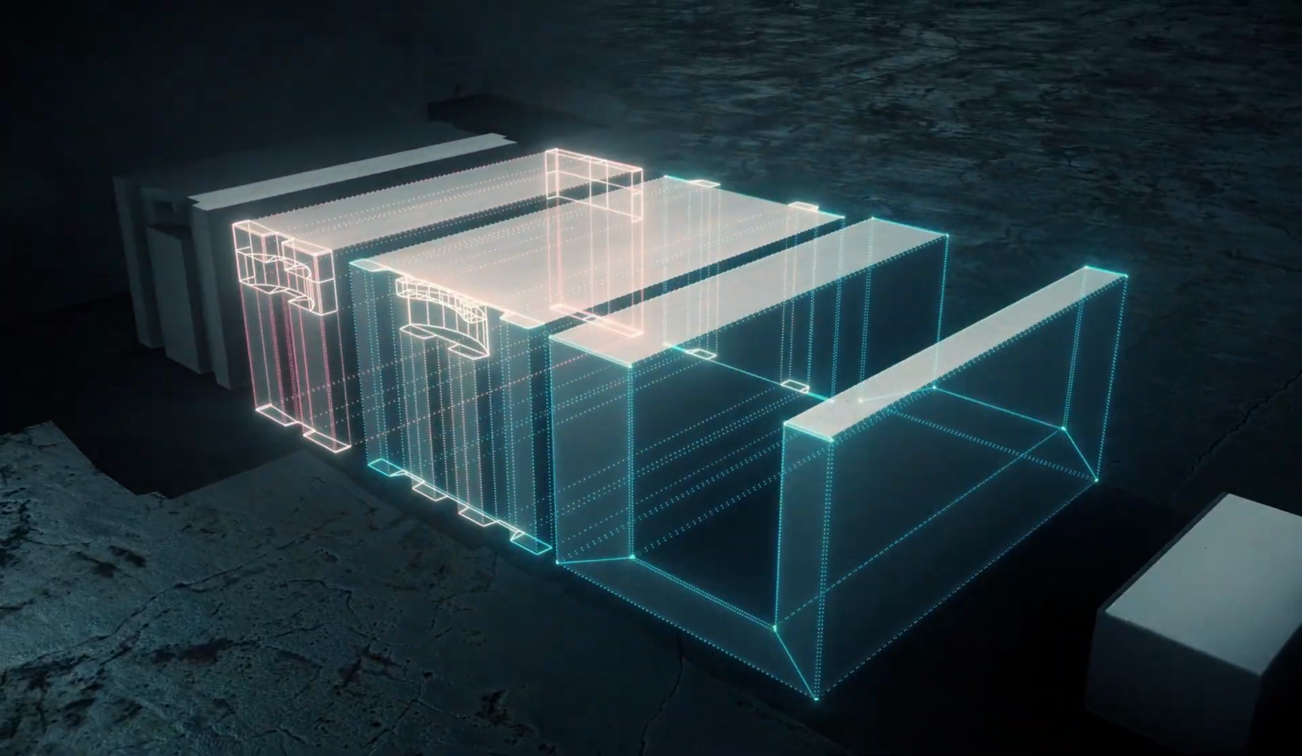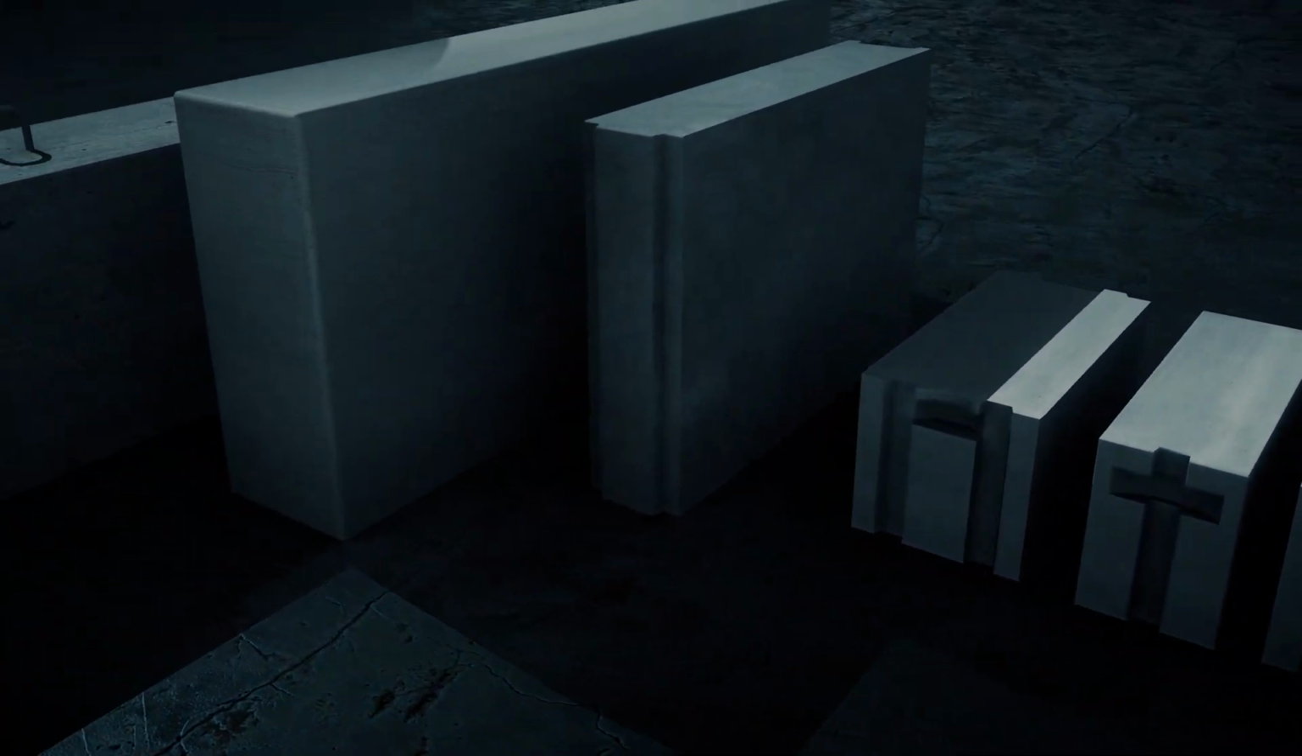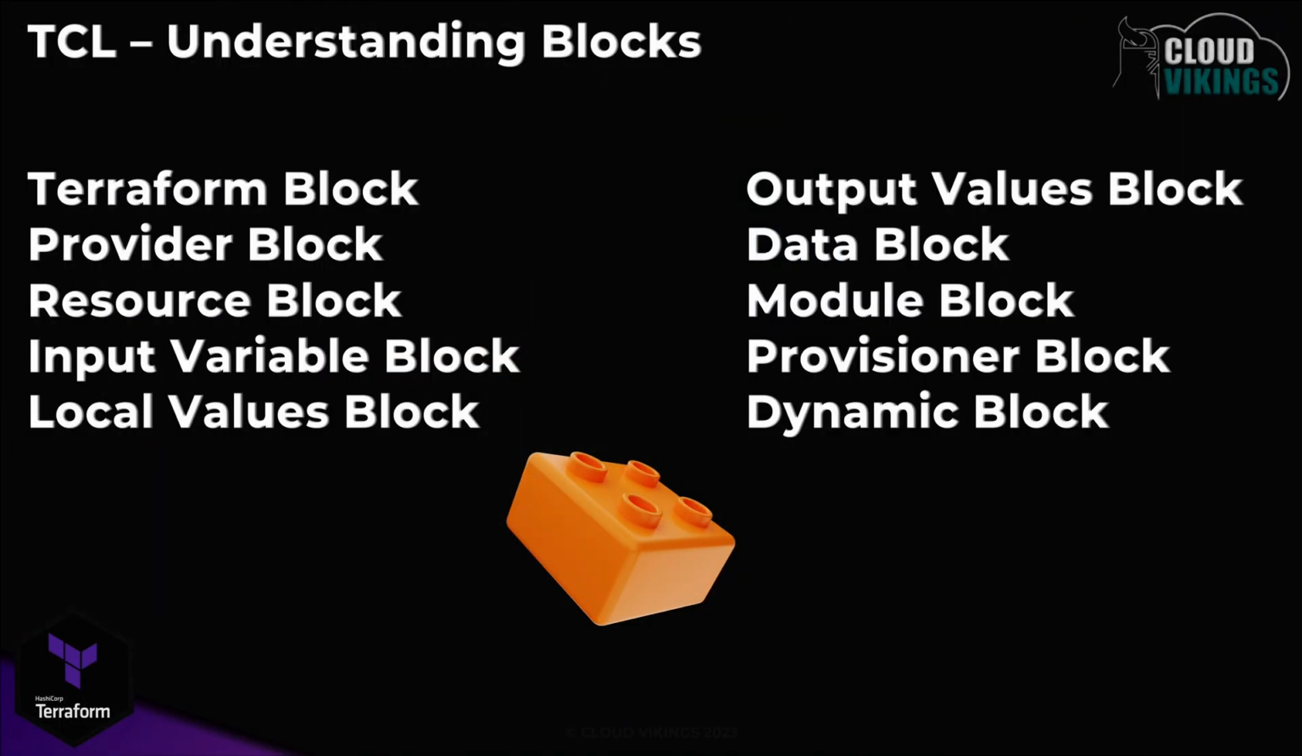Terraform has a few of these top-level block types we can use. I like to think of these as the raw building materials we can use to build our Terraform configuration file. We can assemble all these different raw materials to make the Terraform configuration file that we're trying to build. To quickly run through this list of blocks, first we have the Terraform block, a provider block, a resource block, input variable block, the local and output values blocks, data block, module block, provisioner block, and dynamic block.